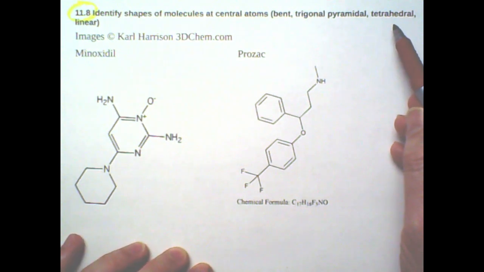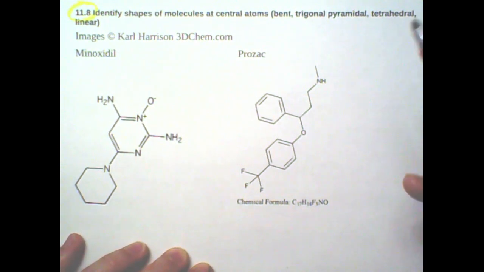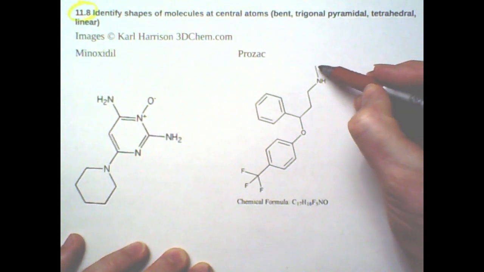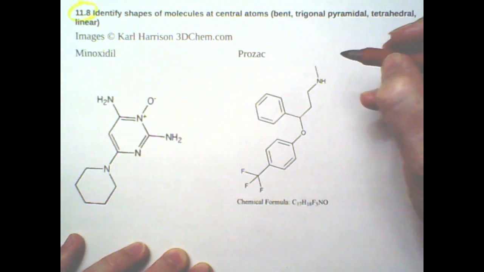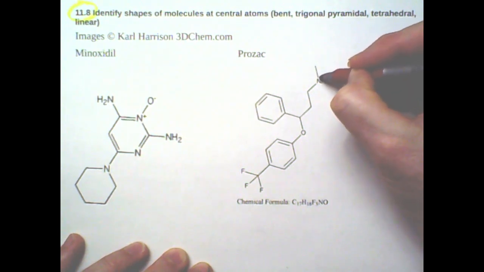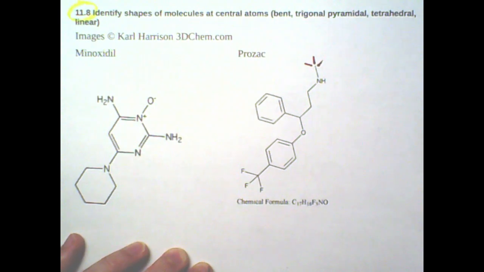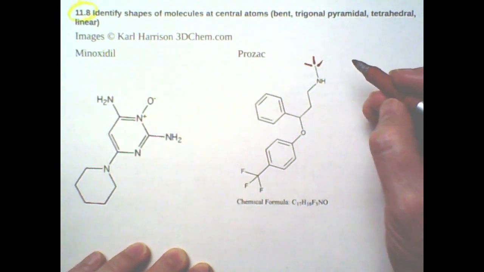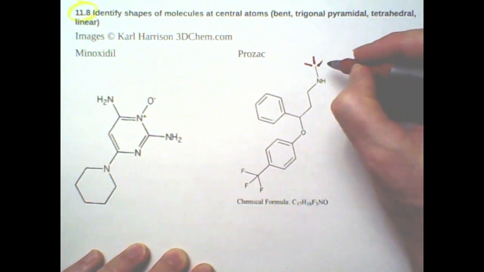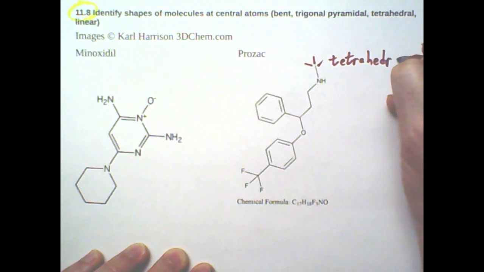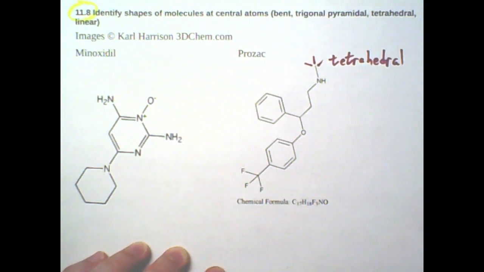Tetrahedral is going to be the most common shape for carbon, and that's going to happen when there are 4 things attached to it. So let's start with, say, this carbon here on Prozac. You can see one thing attached, the N, but there are actually 3 other things attached: 3 hydrogens. And we went over that in a previous video. So that has 4 things attached, so that's going to be tetrahedral. And anytime you have 4 single bonds to a central atom, it's going to be tetrahedral.